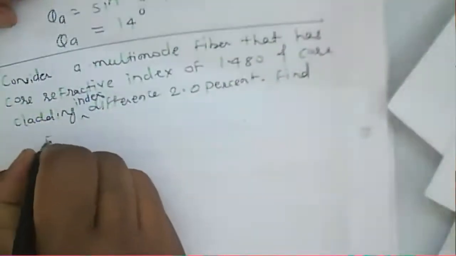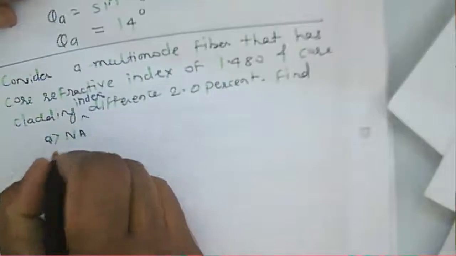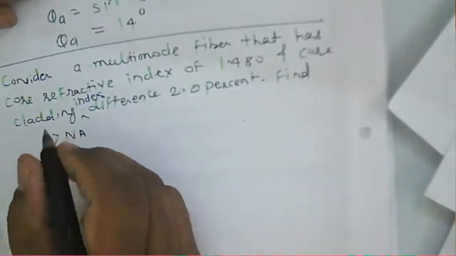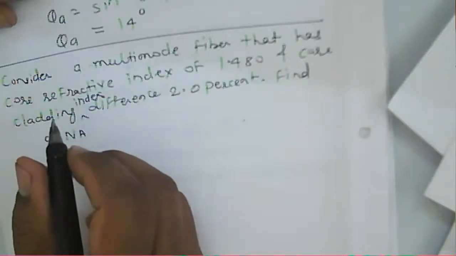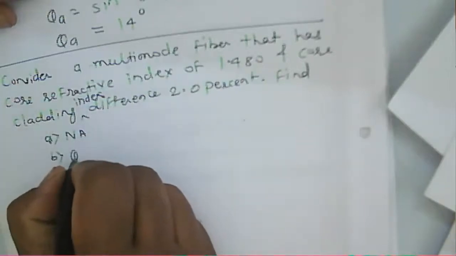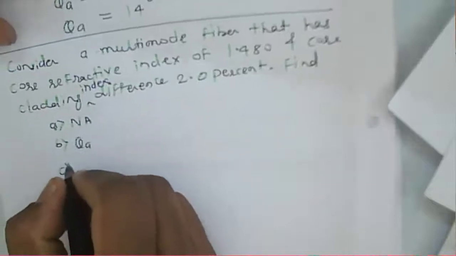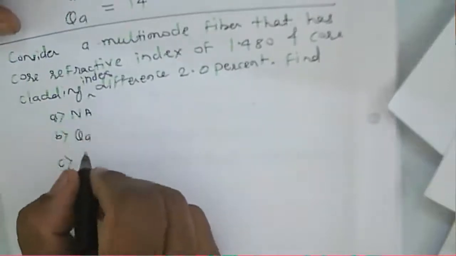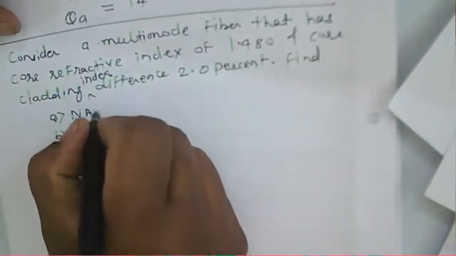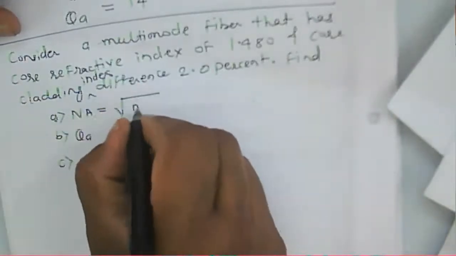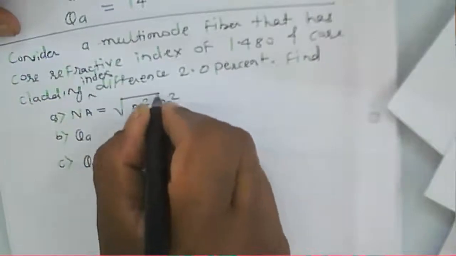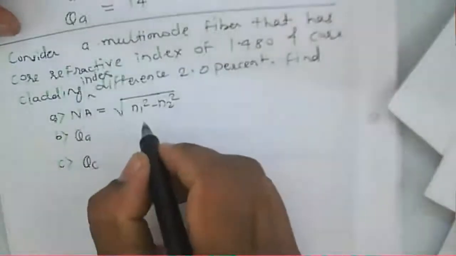Find A, the numerical aperture, then B, the acceptance angle, then C, the critical angle. We know that the numerical aperture is equal to the square root of n1 square minus n2 square. But we don't have the values of what?